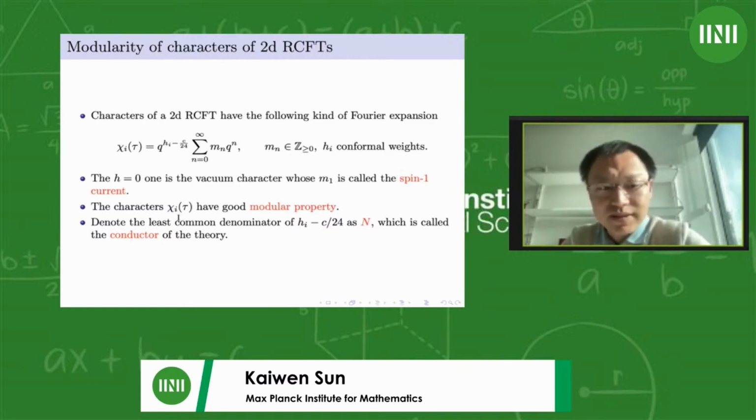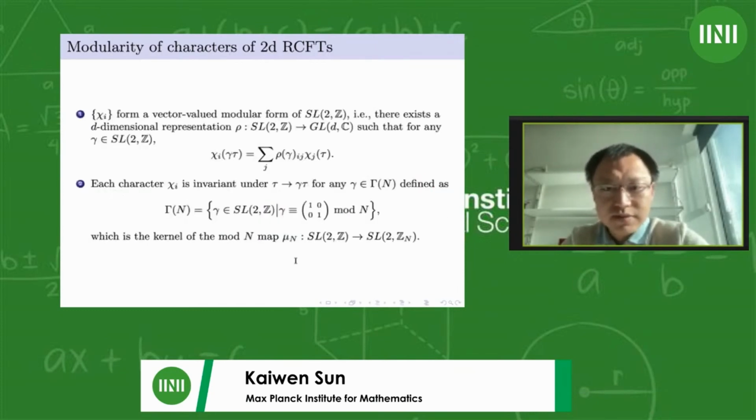And importantly, these characters have good modular properties. There is a very important quantity called the conductor of the theory, which is the least common denominator of this overall factor. This conductor N plays an important role in the modularity of characters, and will be used in the definition of Harvey and Wu's Hecke operator.